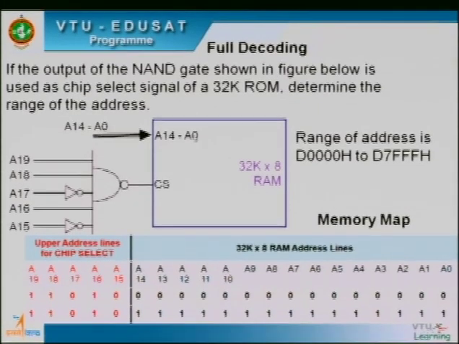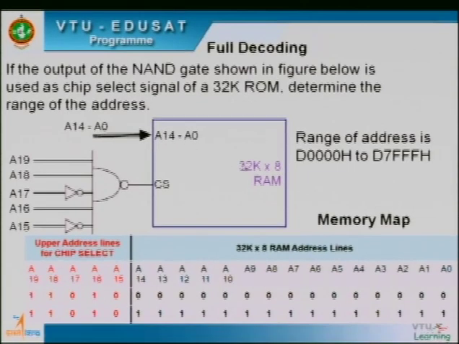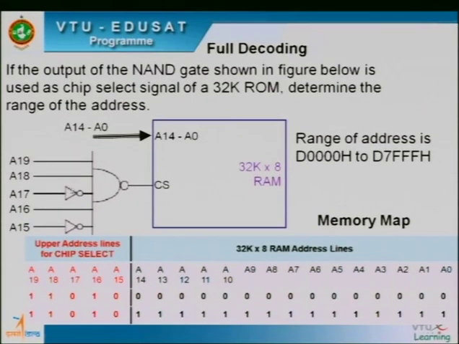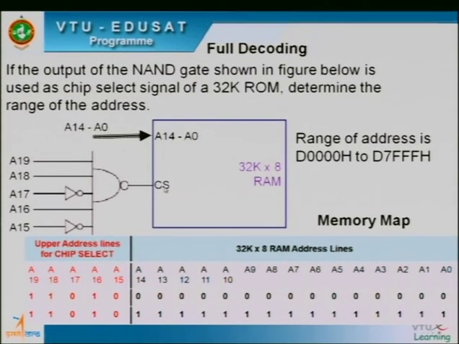So the 15 address lines are A0 to A14. As I said, this A0 to A14 depends on the capacity of the RAM. The remaining lines, what are the remaining lines? A15 to A19. A15 to A19 are given through a NAND gate to the chip select.